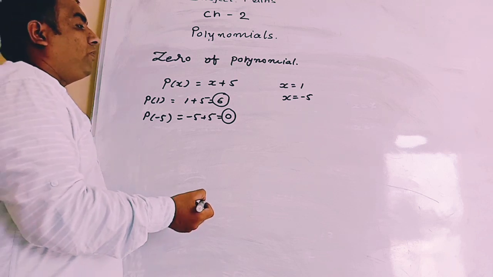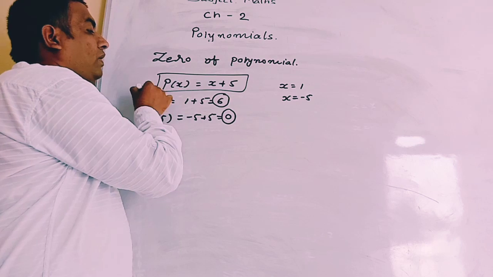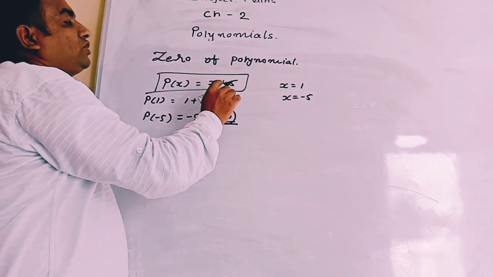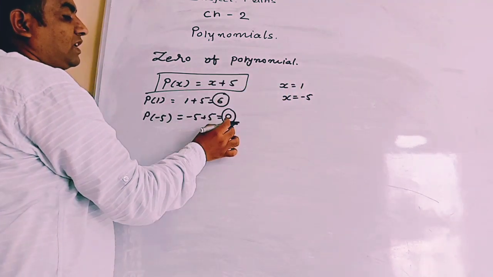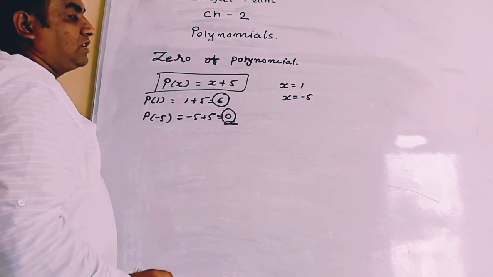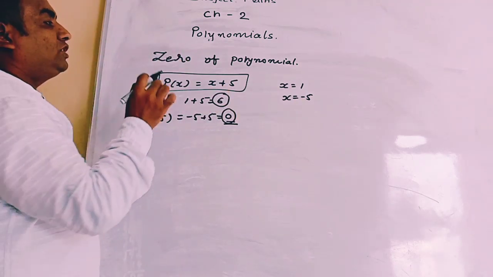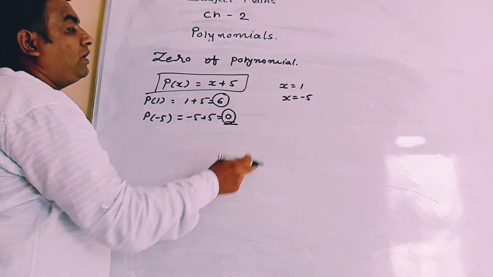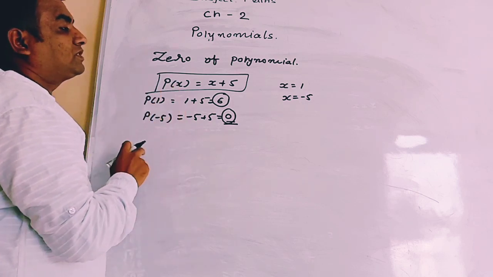So the value for which the value of the polynomial becomes 0, that value is called the zero of the polynomial. So for minus 5, x plus 5 gives the answer 0, and so minus 5 is the zero of x plus 5, but 1 is not a zero of the polynomial. So zero of a polynomial means the value of the variable for which the total value of the polynomial becomes 0.